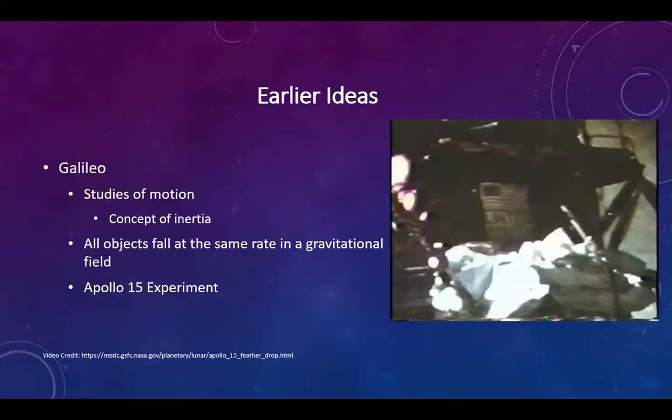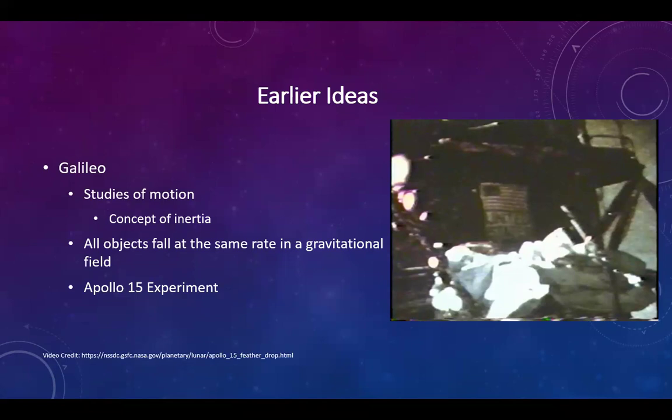So Newton was able to put together this model of gravity that actually was able to explain Kepler's laws. So some of the early ideas: Galileo, in his studies of motion, came up with the concept of inertia, that objects would remain in motion unless acted on by some force, and that all objects fall at the same rate in a gravitational field.